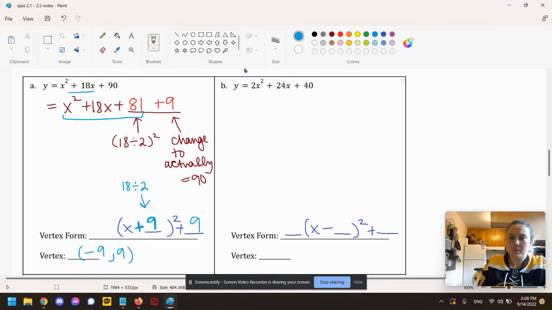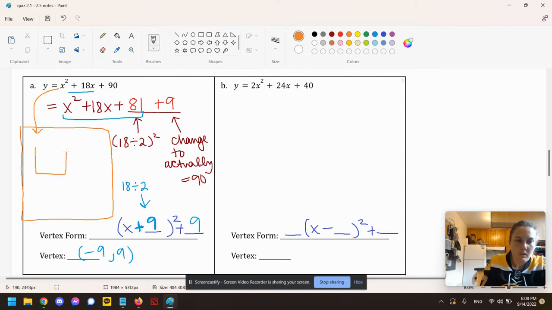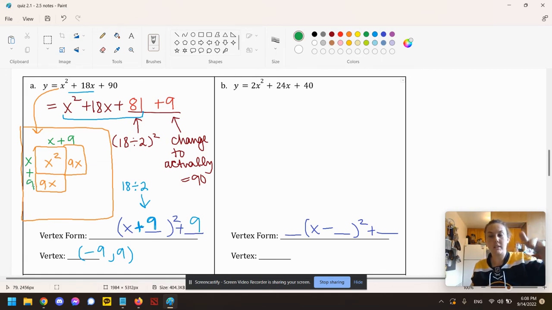Here's a different way of thinking of this. If I wanted to make a perfect square here, I would do my x squared, because I've got an x squared. I've got 18 x's I want to put on this picture, so I'll put half of them down here and half of them down here. That means my square is x plus 9 times x plus 9. The dimensions are x plus 9.